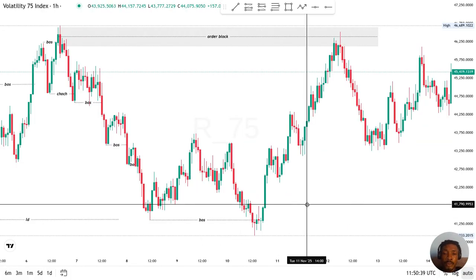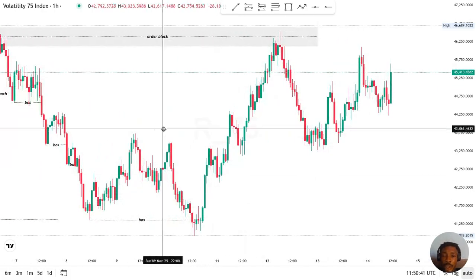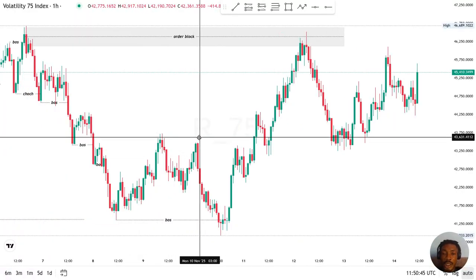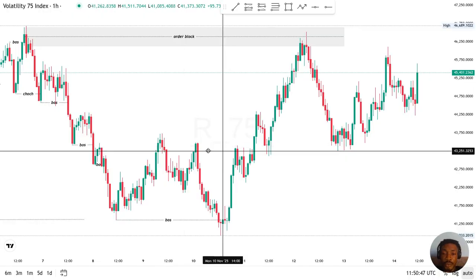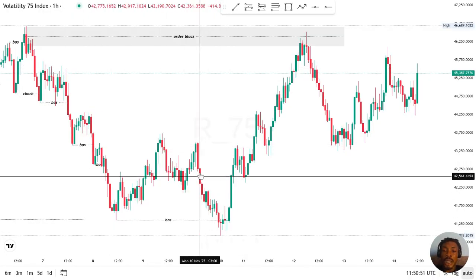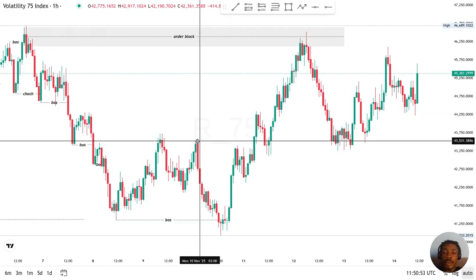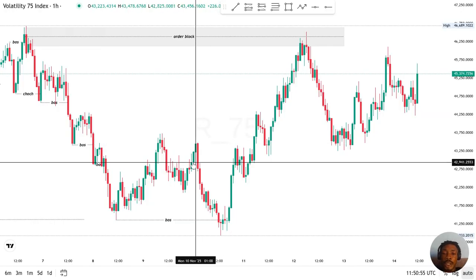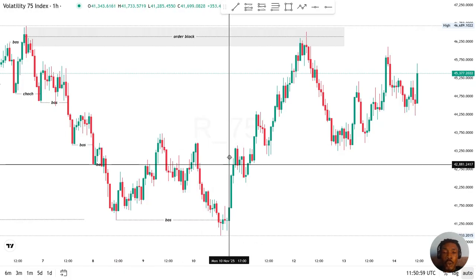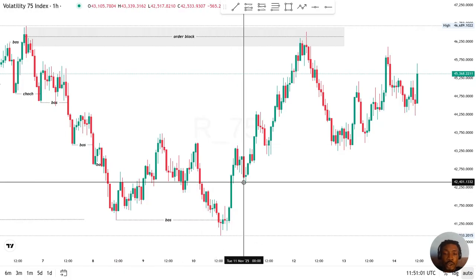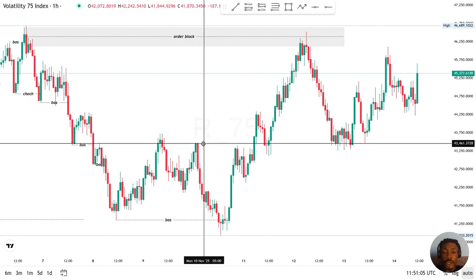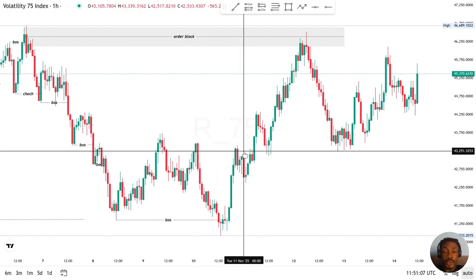I won't say this is a change of character because we kept on having breaks of structure to the downside. This is a high, a low, a high, a low, a high, a low. So this is going to be the high on the break of structure, not this. The change of character, not this.